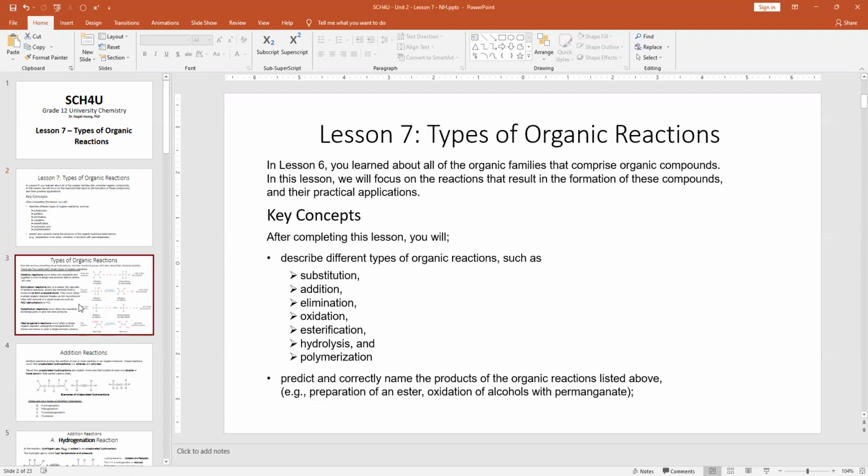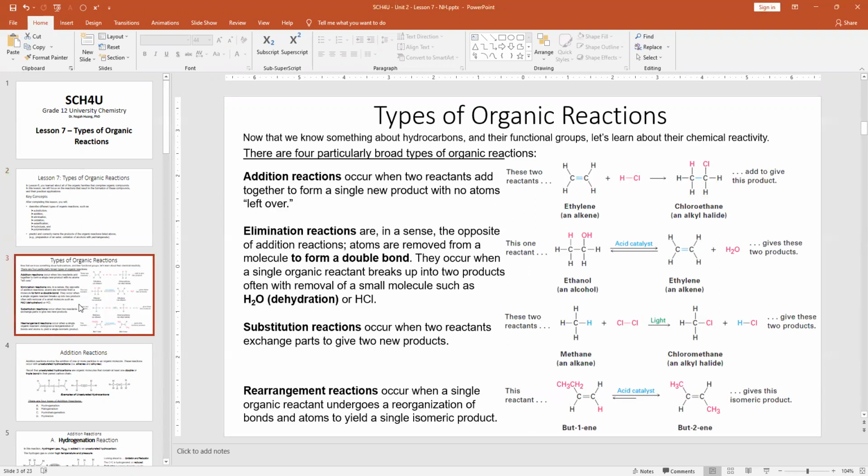So there are different types of organic reactions, and based on what type of functional group a certain chemical has, that will predict or dictate rather what type of reactivity there is. And there are generally four broad reaction categories. There are the addition reactions, which occur whenever you have two reactants that add together to form a single new product with no atoms left over.